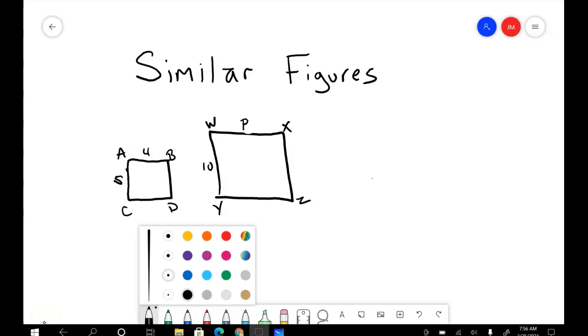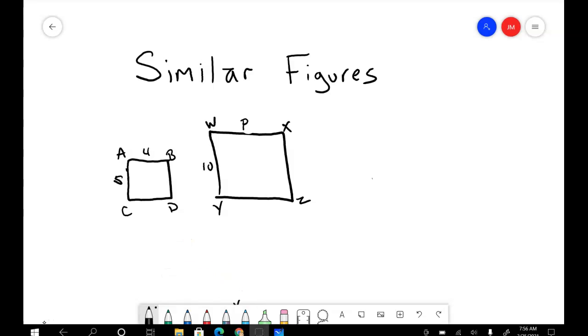Today we're talking about similar figures. Similar figures are shapes that are the same shape, but are not necessarily the same size, and usually they are different sizes. With a similar figure, we can use proportions to solve for missing sides or missing angles.